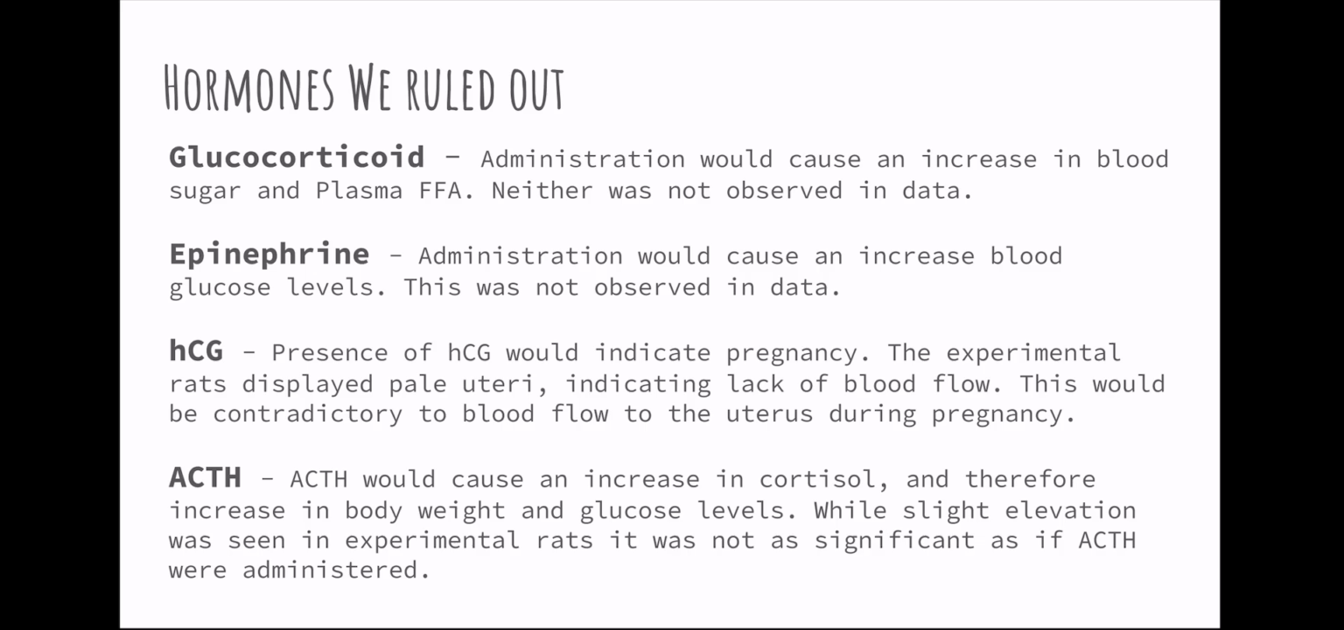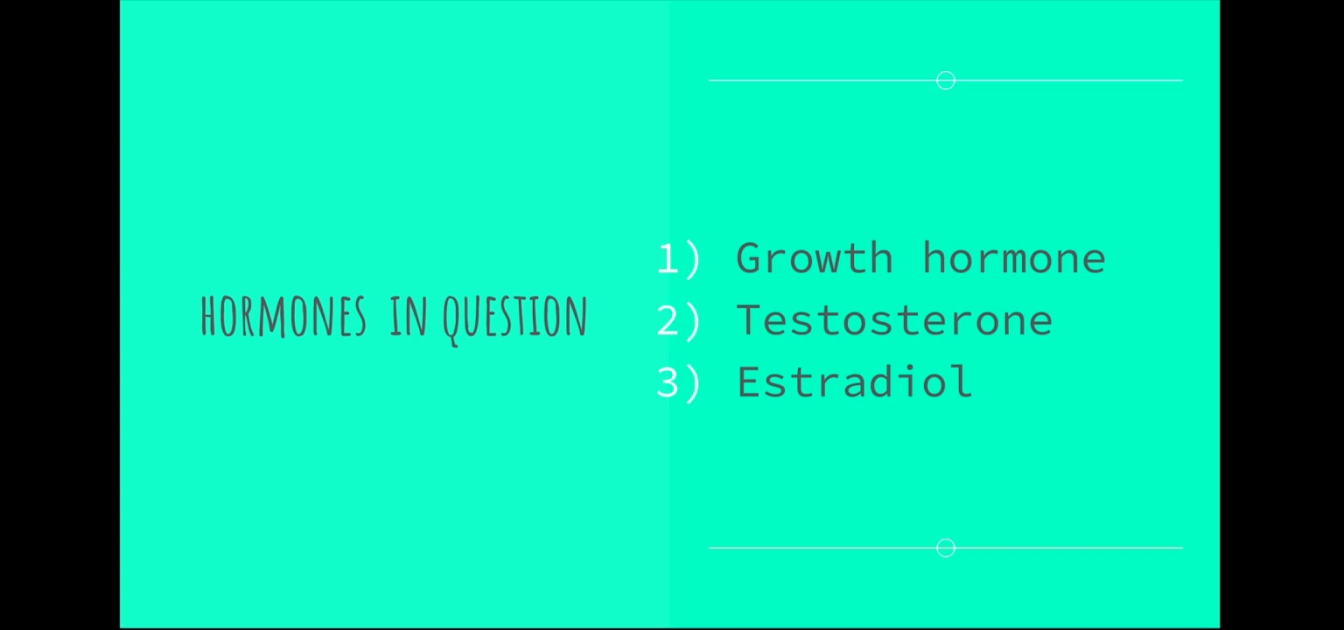And then lastly, we have ACTH, which would cause an increase in cortisol and also increase in body weight and glucose levels. You would see that. So the slight elevation was seen in experimental rats, it was not significant as to ACTH being administered. These were the three hormones that we narrowed it down to and that were in question. So we had growth hormone, testosterone, and estradiol.